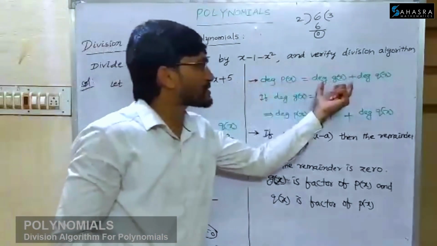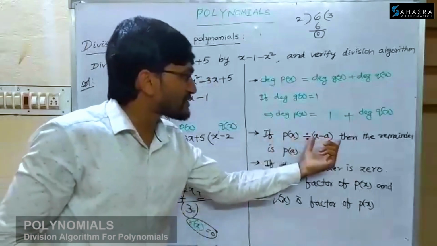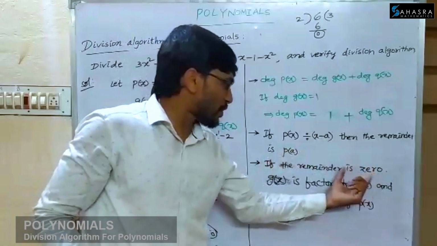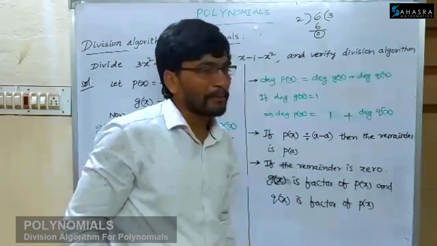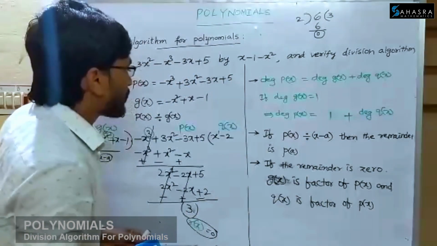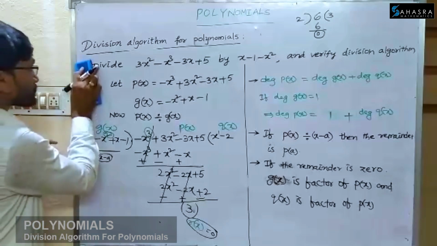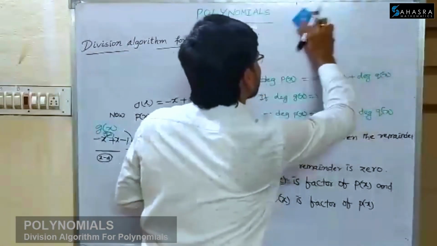So degree of p of x equal to degree of g of x plus degree of q of x. And if p of x is divided by x minus a, then the remainder is p of a. If the remainder is 0, then g of x is a factor of p of x and q of x is a factor of p of x. These are the three important points based on the division algorithm. Okay. And next, let us see one more important problem for 4 marks.